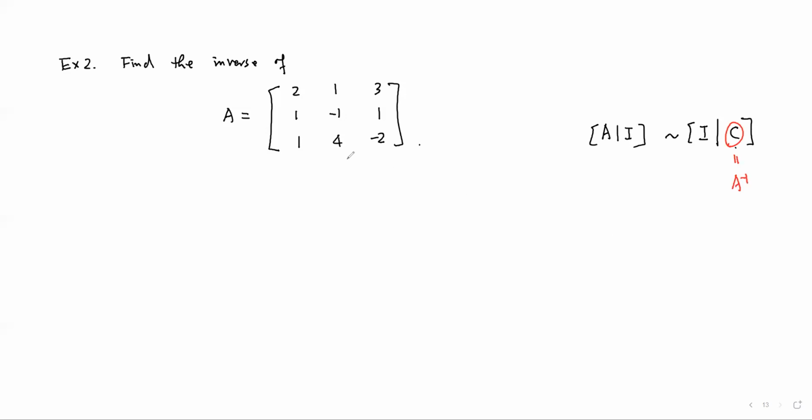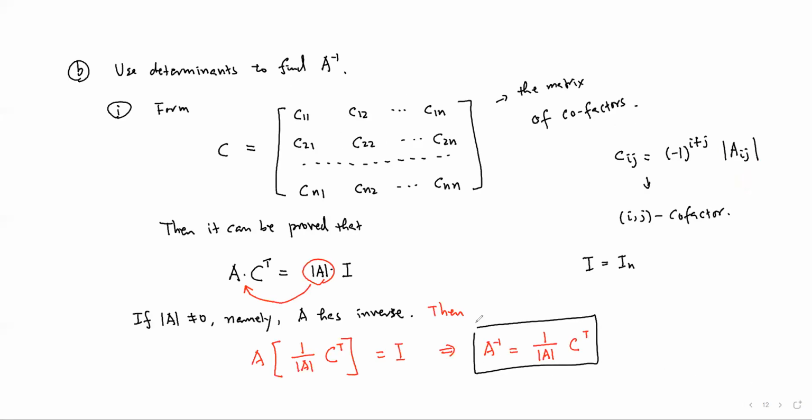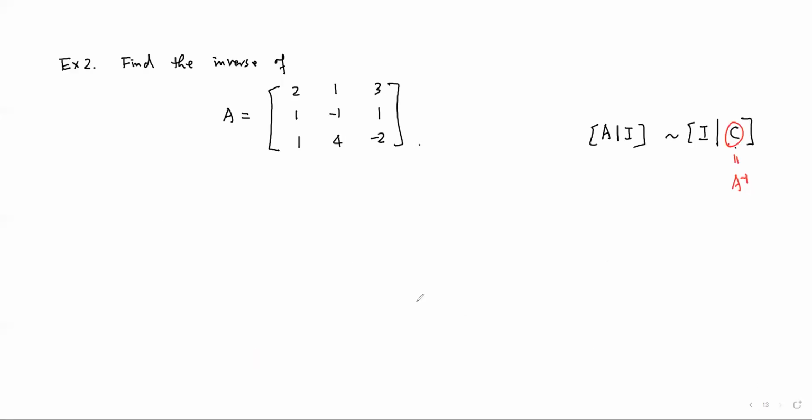Okay. Now, here in this example, I don't use this approach to find A inverse, but use the determinant. The formula is here. Now let me compute the determinant of A first. Solution. Let me compute the determinant of A.